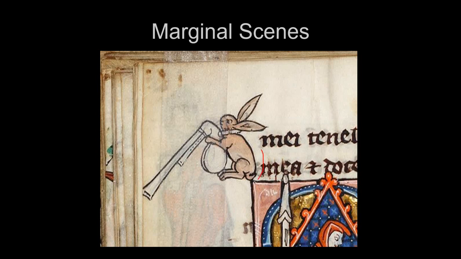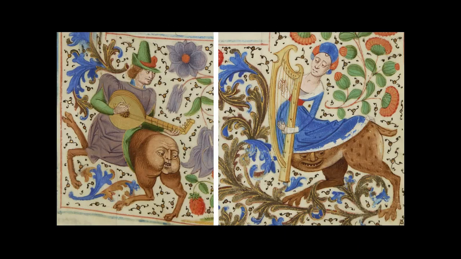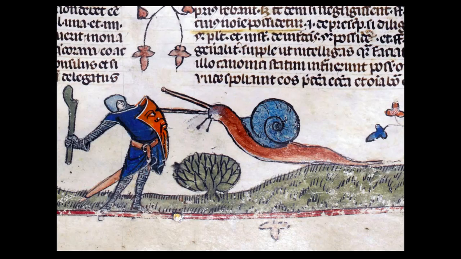So here we have a 13th century manuscript, and here's a rabbit playing the bagpipes. Here's another 14th century manuscript. This 14th century manuscript, the marginal scenes, I have no idea what you would even call these things. They're centaur-ish, but they're not quite centaurs. They're kind of half deer, half human, but then they have strange faces on their backsides, with the upper parts playing harps and lutes. Going back to the 13th century again, snails fighting knights is a common theme.